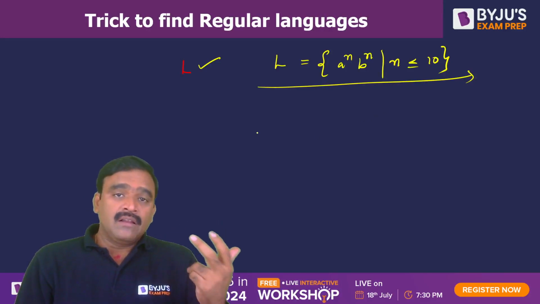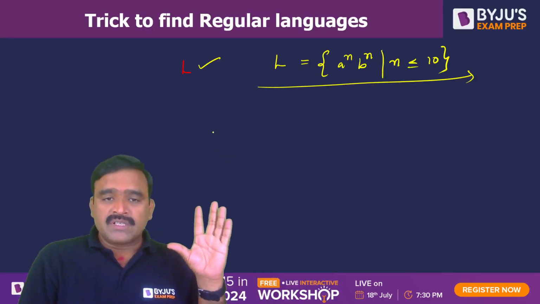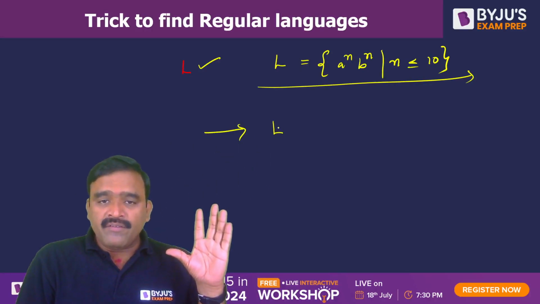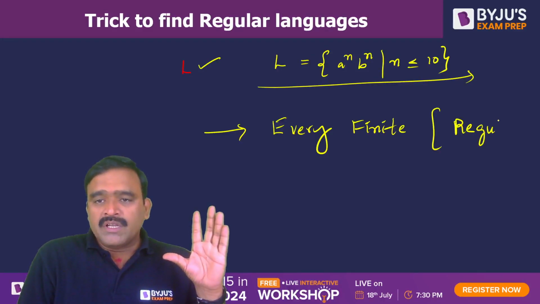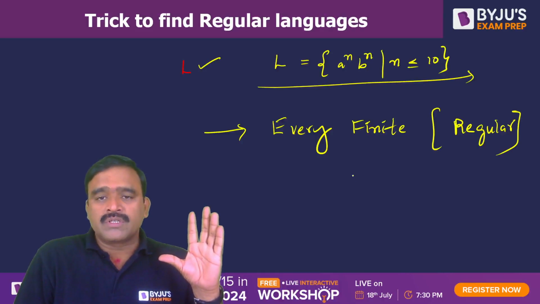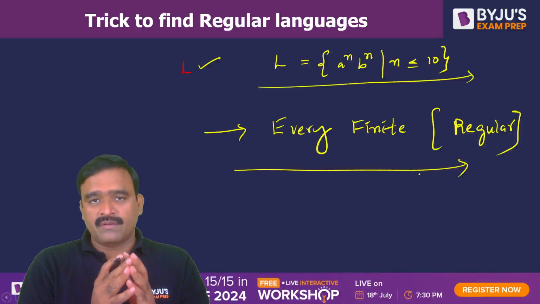If any language is infinite, whether it is regular or not, you can identify based on the dependency. First and foremost, every finite language is regular. Whatever is finite is a regular language only. It doesn't matter how many strings there are, even 1 crore or 2 crore strings, it is always regular. We can construct a machine with a finite number of states.